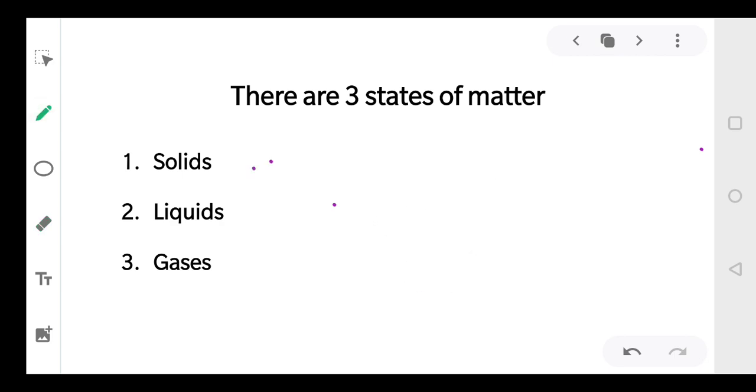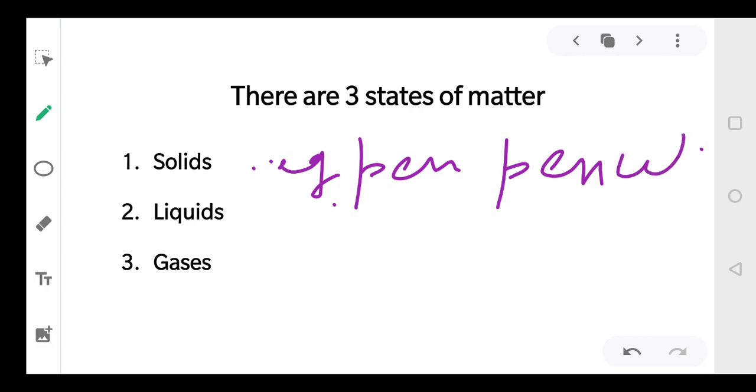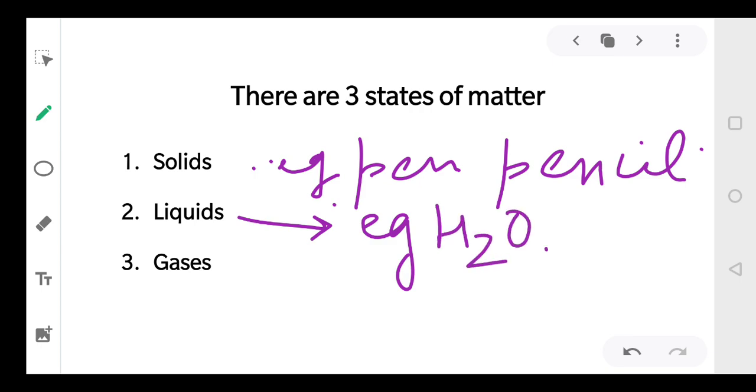So solids example is, let's suppose, pen, pencil. You can write any other example also. Liquid. What is the best liquid that you know? Exactly. The example is water. We drink water. We need water everywhere, so it is also called the best solvent. So water is the best example of liquid.